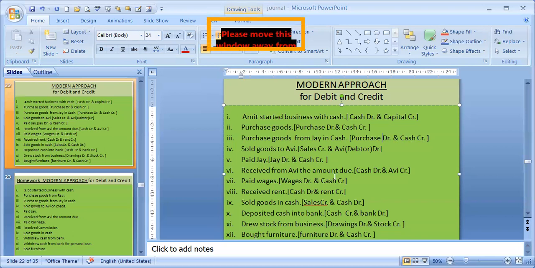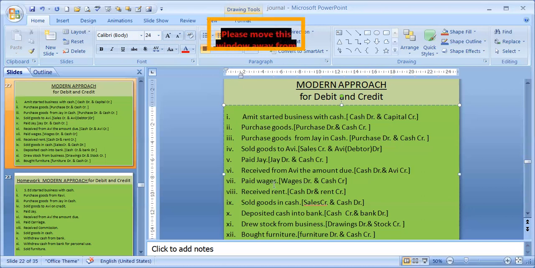Received from Avi the amount due. So cash account debit and Avi account credit. Why? Because we have received cash. So cash is the asset, asset increases, debit. Avi was my debtor, my customer. Debtor has reduced because he has paid the money. So when debtor reduces, debtor is an asset, asset reduces, credit.